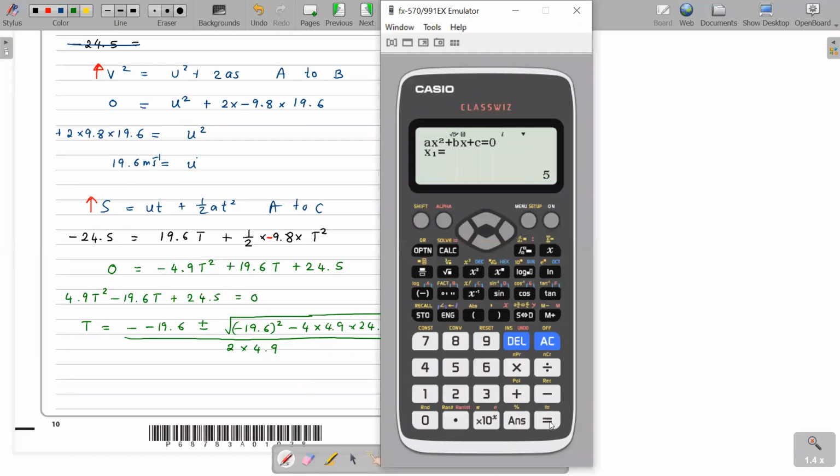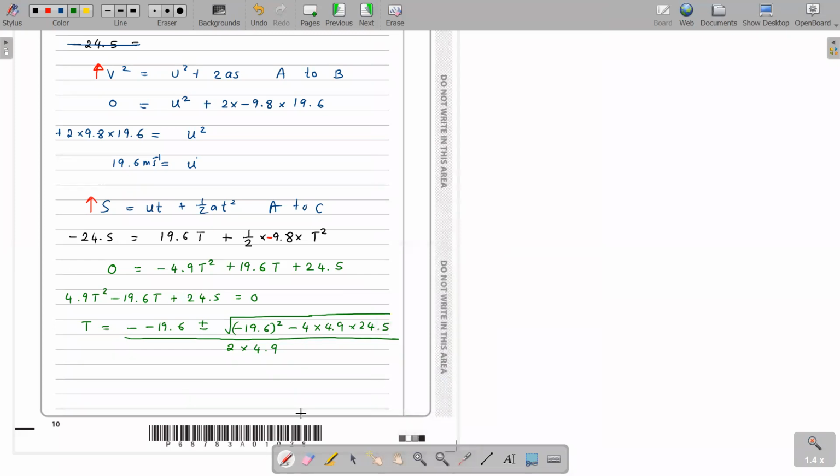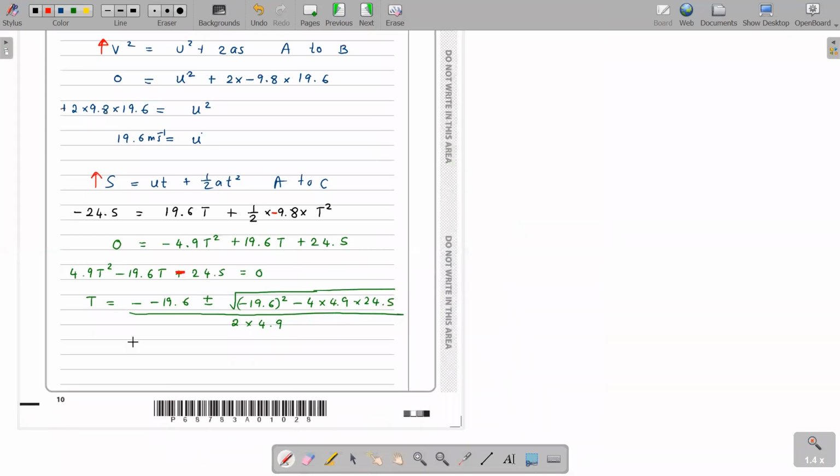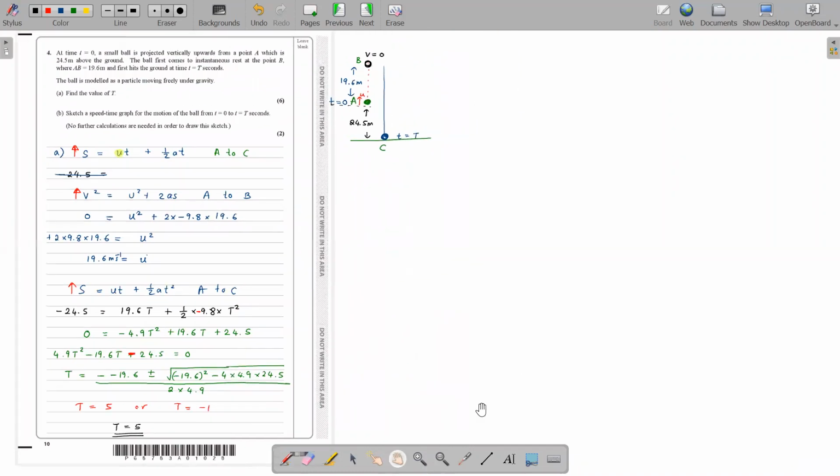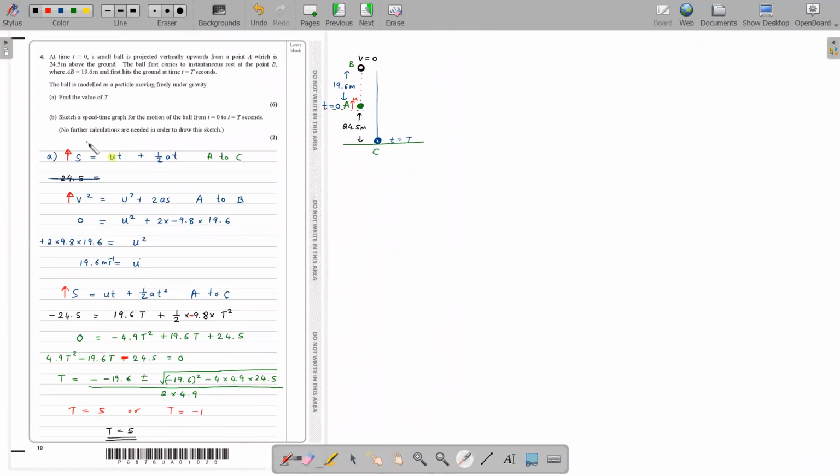Yeah, so we get the answer T equals 5 and T equals minus 1. It should be minus, right? So T equals 5 or T equals minus 1. So you know time cannot be negative, so the correct answer for T is T equals 5. Okay, so that's the answer for part A, 6 marks. Let's move on to part B.